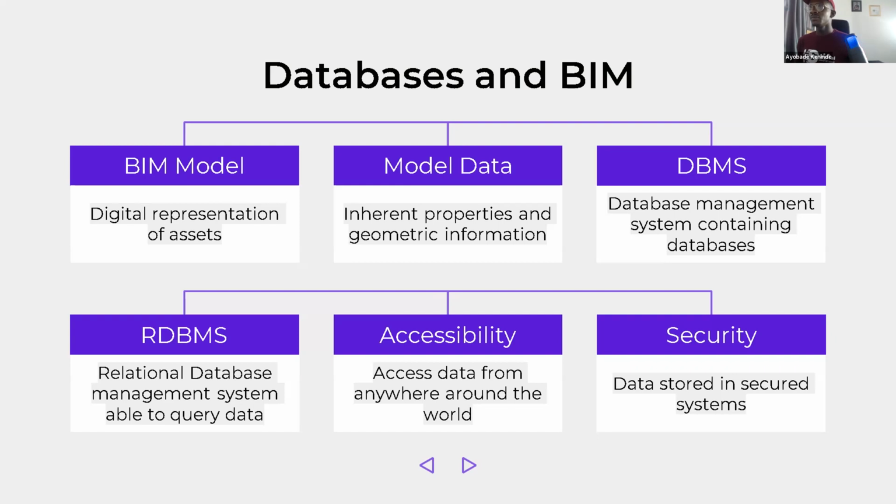And this data can come in the form of geometric properties, like the size of some of the components in that asset. For example, if you're looking at building a wall, the geometric information there could be the width of the wall, the length, and the height of the wall.